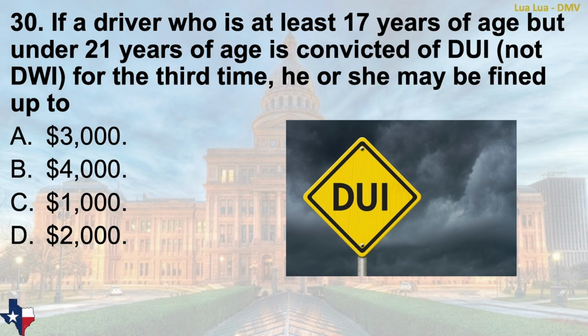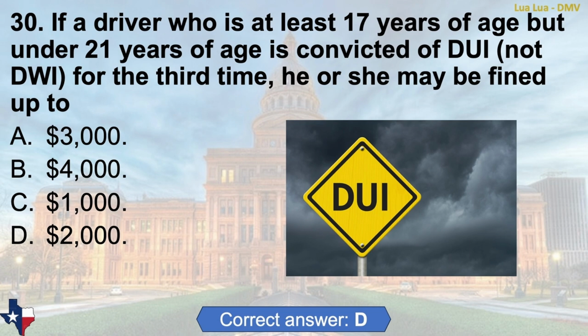Question 30. If a driver who is at least 17 years of age but under 21 years of age is convicted of DUI, not DWI, for the third time, he or she may be fined up to A. $3,000. B. $4,000. C. $1,000. D. $2,000. The correct answer is D.